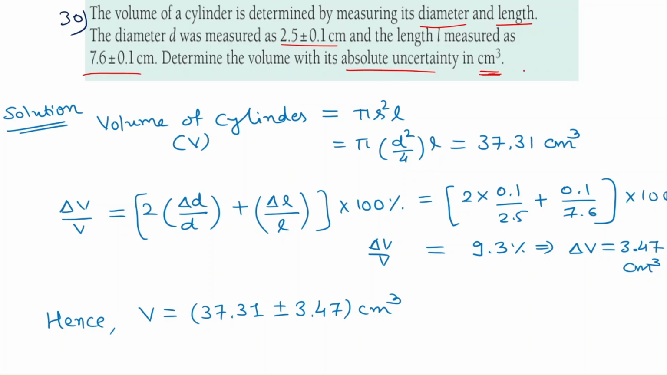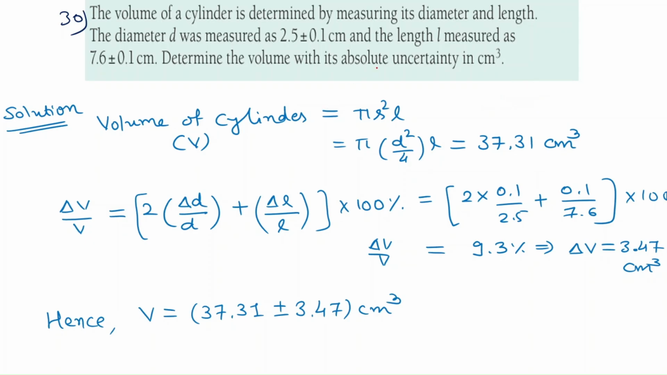Try to focus: not in meter cube, okay? If you find it in meter cube, the answer will be wrong. So you have to find the answer in centimeter cube. We know the volume of a cylinder is pi r squared L, but they give a diameter, not a radius. So substitute r equals d by 2, giving pi d squared by 4 times L, and put in the exact values of d and L, which are 2.5 and 7.6. They give the answer 37.31 centimeter cube.